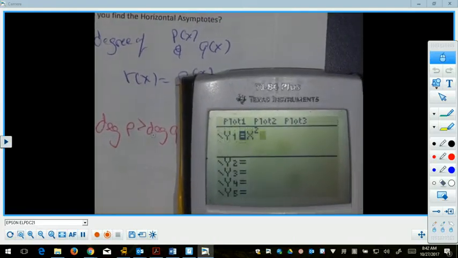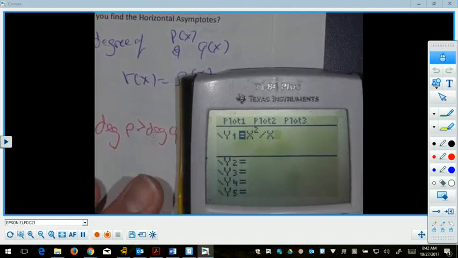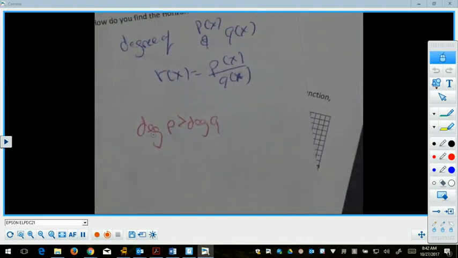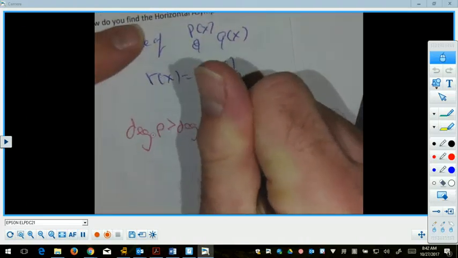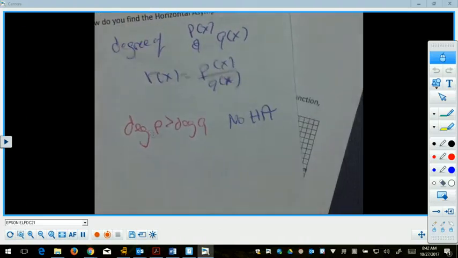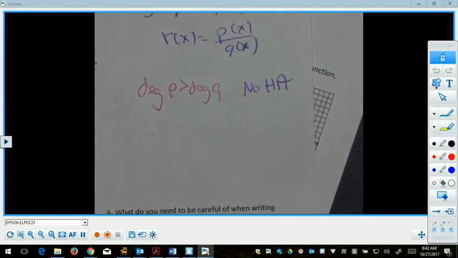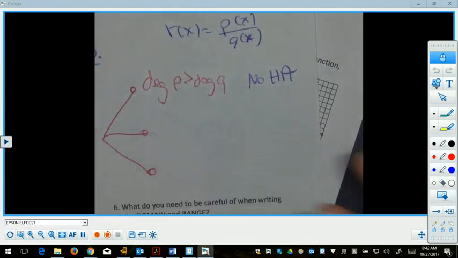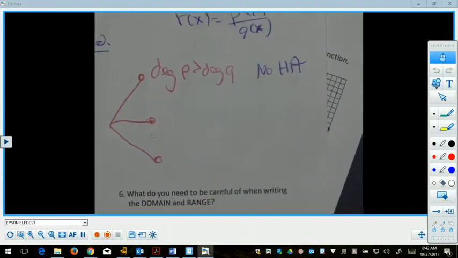X squared. That's going to be a line. Then there will be no horizontal asymptote. So that's case 1. There's going to be 3 cases for this. And so you have to look at their degree to decide what to do.